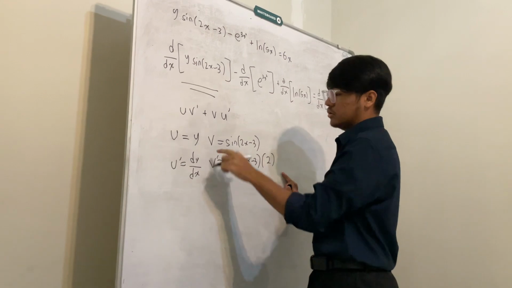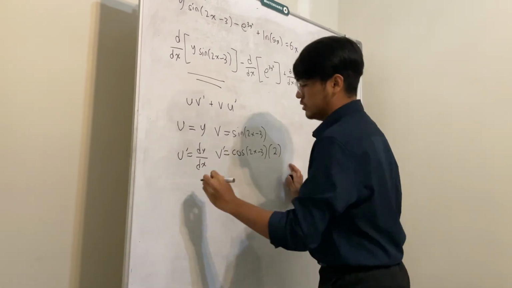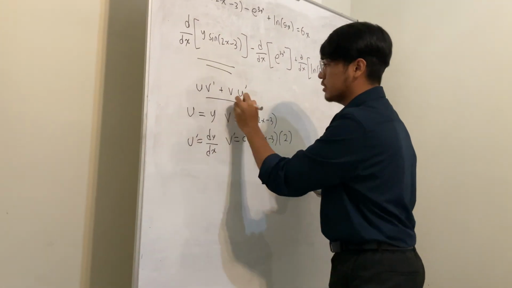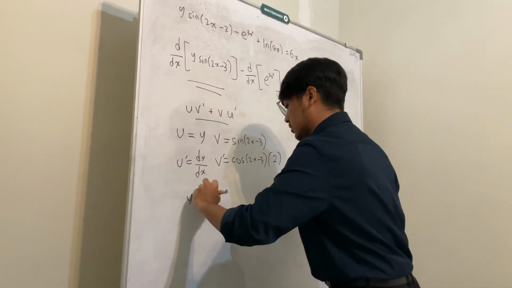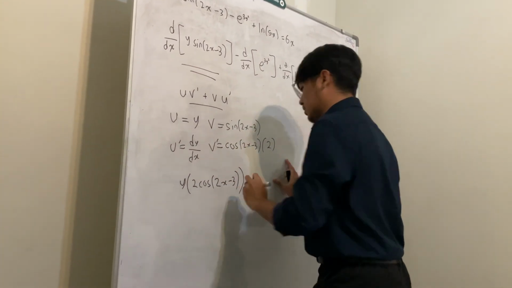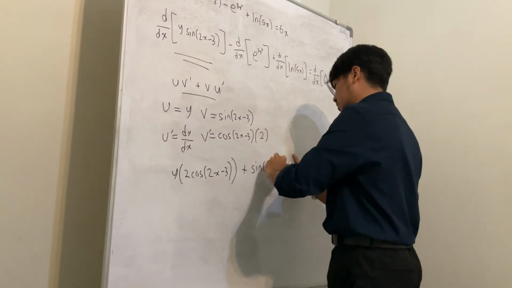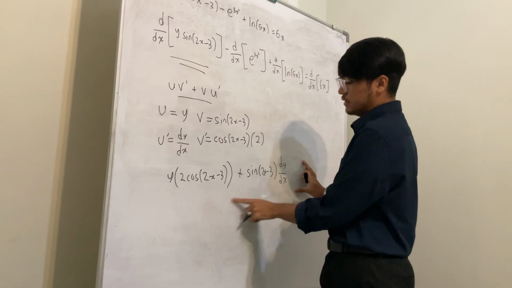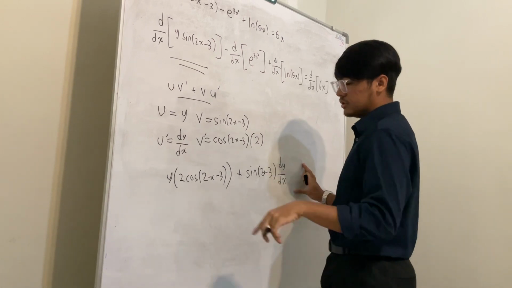So what are we going to do? We are going to put all of this into one. We use the product rule: u v prime plus v u prime. After this we will rearrange a bit.